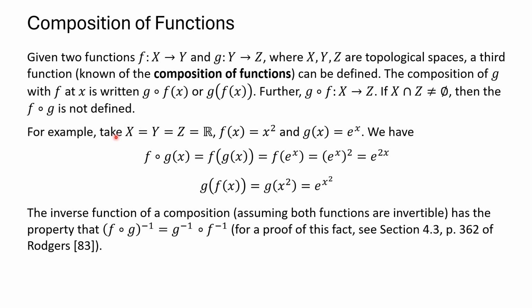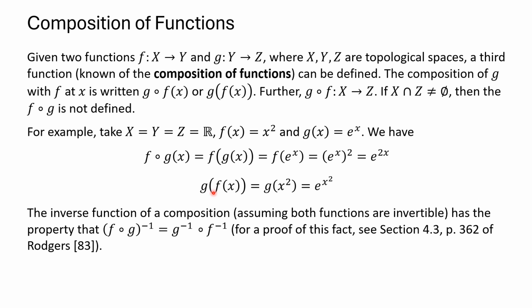So let's look at a few examples here. Take an easy one where X equals Y equals Z, and they're all equal to the real numbers. So this is maybe something you've seen in pre-calculus or calculus. So let f of x equal x squared, and g of x equals e to the x. So f of g of x, this thing here, you put in, instead of x, you put in g of x. Then you evaluate f at g of x, which is e to the x. And so you put e to the x into this, which would be this e to the x squared, and that gives you e to the 2x.